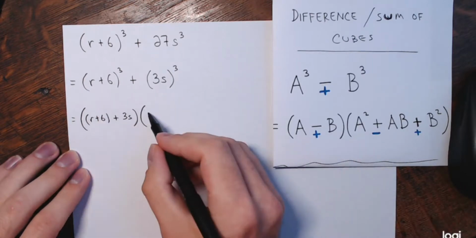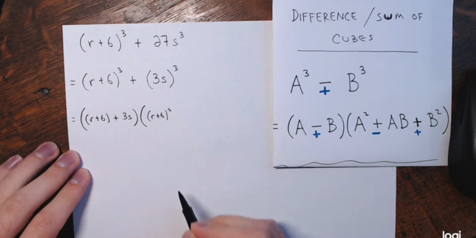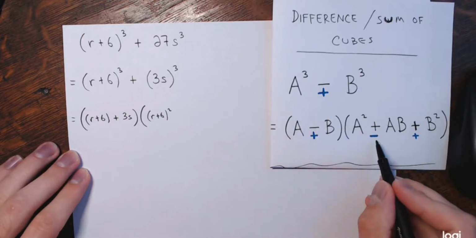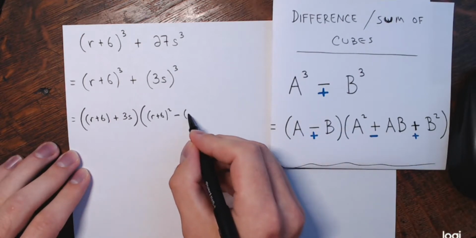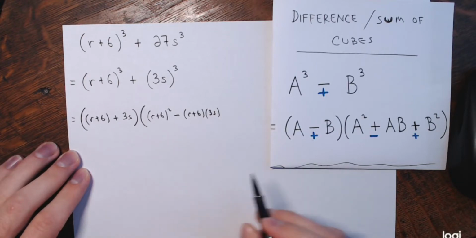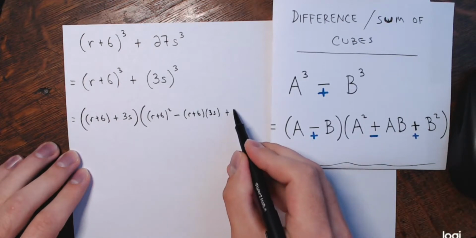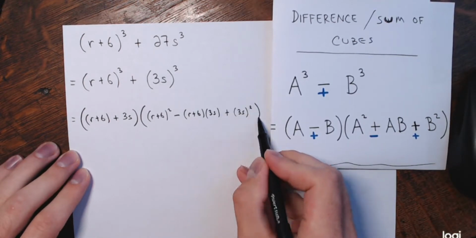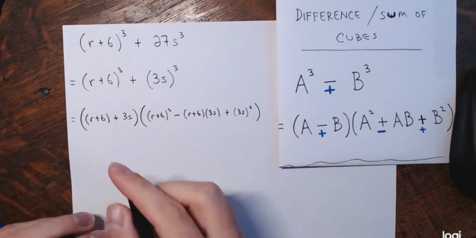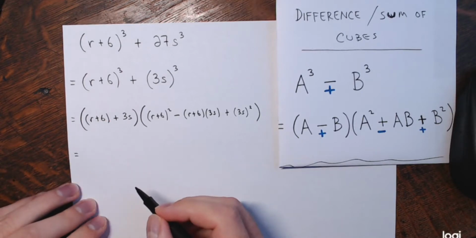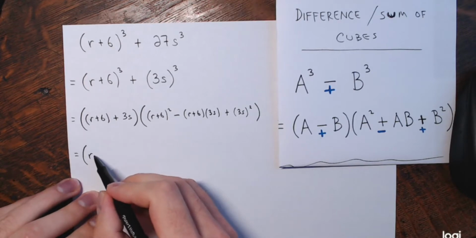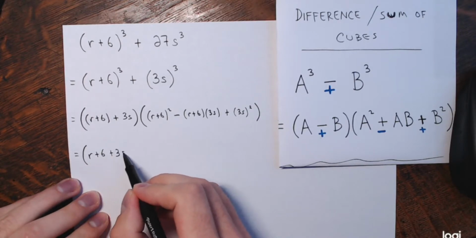So r plus 6, right, the quantity r plus 6 squared minus, right, for the sum of cubes, then you have minus ab, so minus the quantity r plus 6 times 3s minus ab, and then plus b squared plus the 3s to the second, and then close parentheses on that factor. And then, I personally like multiplying stuff out so that there's much fewer parentheses to mess with. This is r plus 6 plus 3s, that first factor.